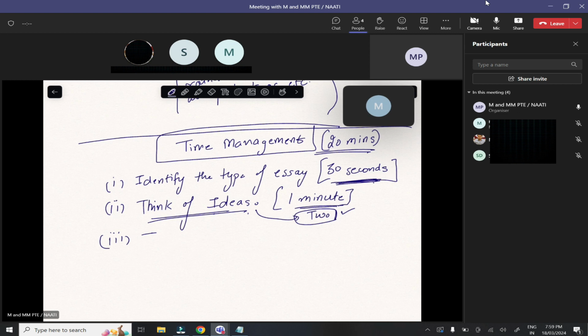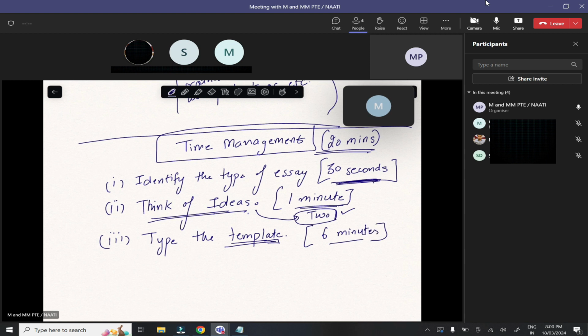Third step is to type the template. Understand this carefully. We're not typing any content as of yet. We're just typing down our template, which is 150-55 words. That should not take you more than 6 minutes.